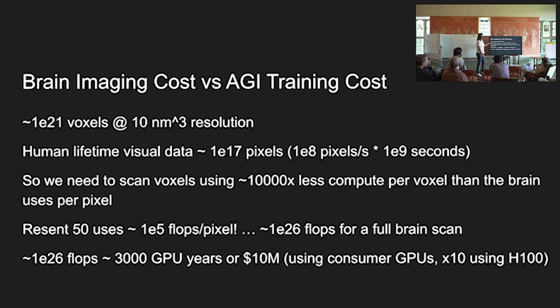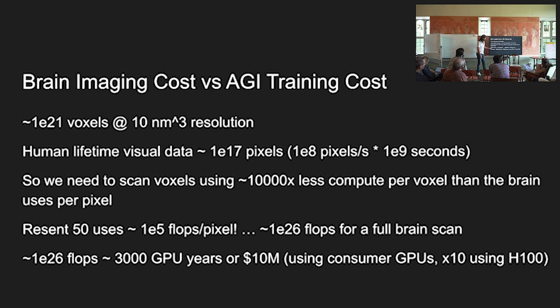Brain imaging is around 1e21 voxels. That's a lot of voxels at 10 nanometer resolution. Maybe it's 20 nanometer resolution, so 1e20 or whatever; it doesn't make that much of a difference. Compared to human lifetime visual data, which is around 1e17 pixels, we need to use roughly 10,000 times less computation than the human visual cortex uses to process each image. Or, to compare it in a different way, ResNet-50 uses around 1e5 flops per pixel.